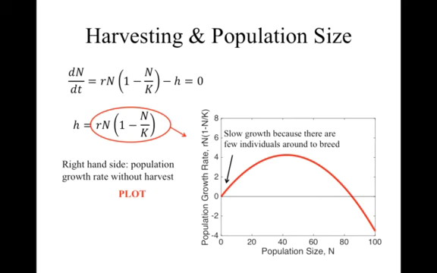So when I have very, very small population sizes, overall the population is not growing fast because there are too few individuals to breed. They're not having a lot of babies because there aren't many individuals to have babies. Then as I get a bigger and bigger population size, the population grows faster because there are more individuals breeding, up until a point. That's the maximum growth rate of the population, that peak in the parabola. But then as I get even bigger population sizes, the parabola turns over and gets smaller and smaller again.